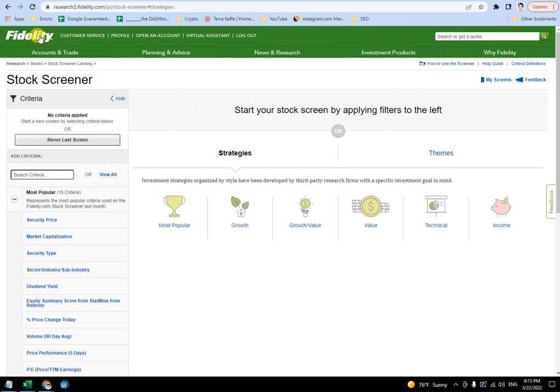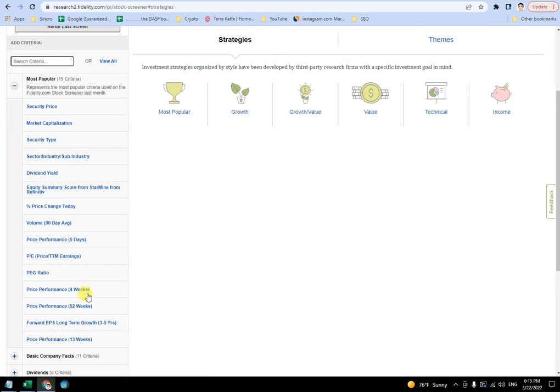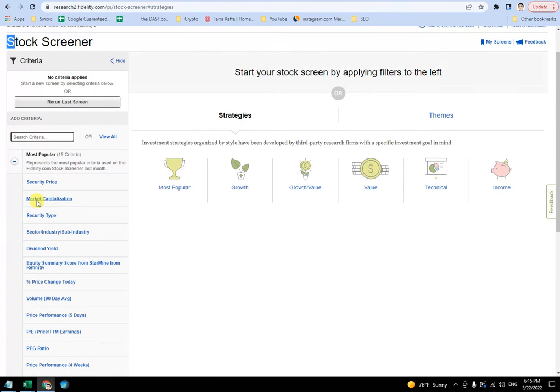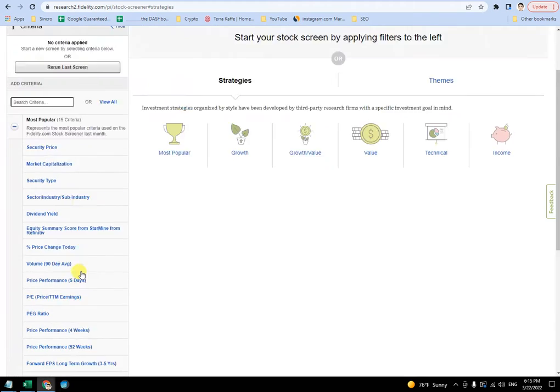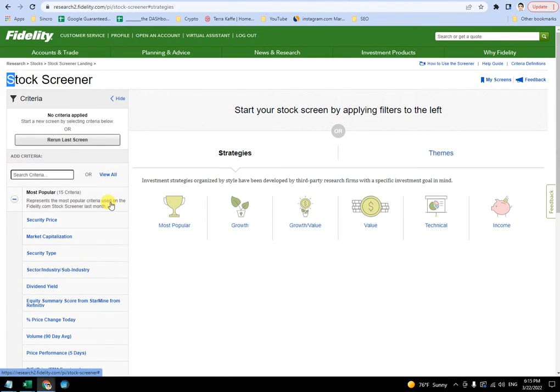So using the Fidelity stock screener, there are many ways to evaluate stocks or look at stocks to see what ideas can help you possibly make some money. On the left-hand side are all the individual criteria, so we're going to look at these each specifically and create a video for each of these. You can analyze anything from security price to all these other very specific details of each of the stocks. There's so many ways to look at a stock.